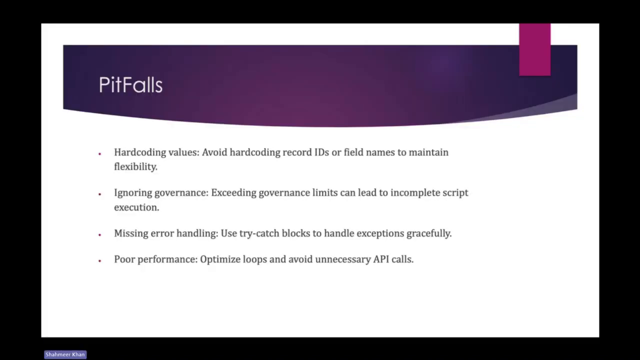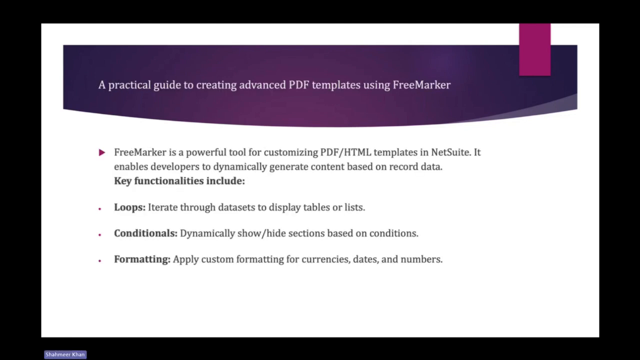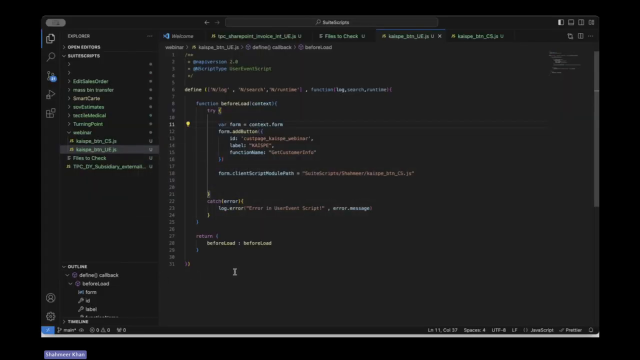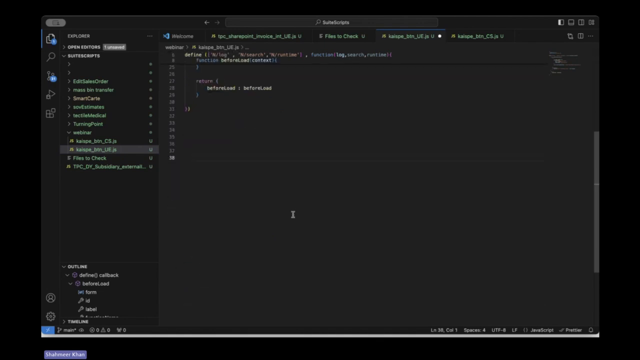All right, moving on. Let's move to the practical guide to creating advanced PDF templates using FreeMarker language. FreeMarker, as you know, is a powerful tool for customizing PDF templates in NetSuite. It enables developers to dynamically generate content based on record data. In simple terms, FreeMarker is close to its brother HTML. What more you can do is work through loops, conditions, and even formatting itself.